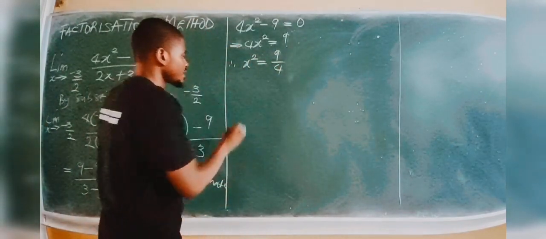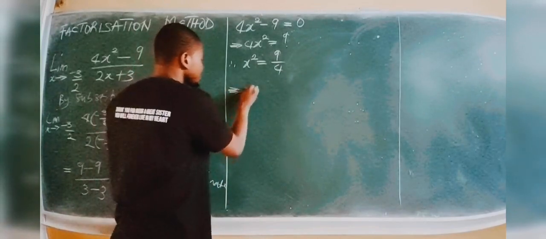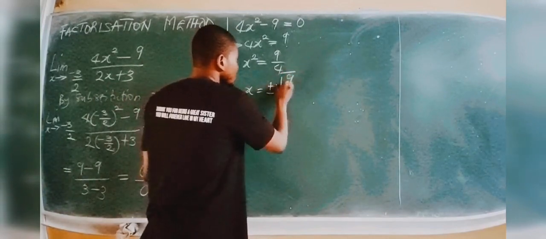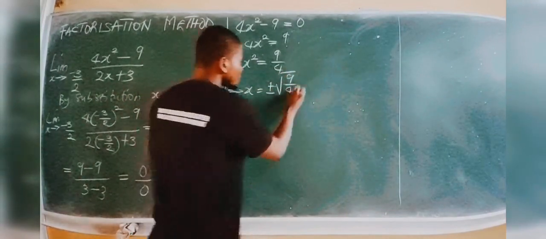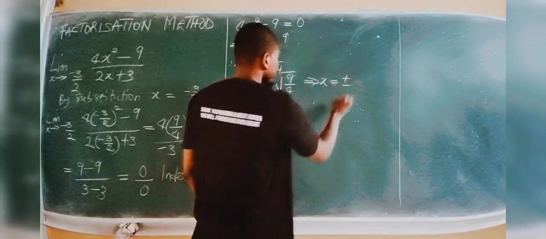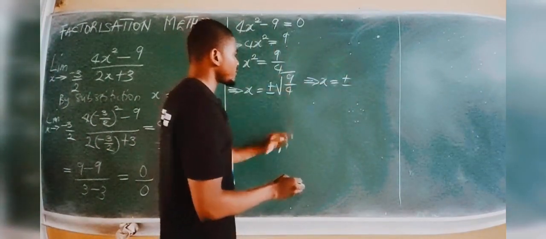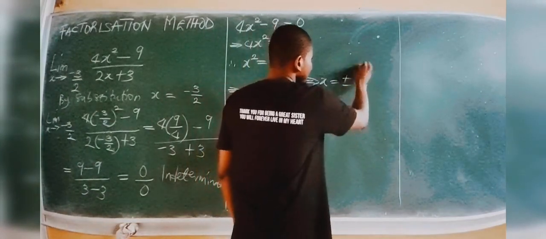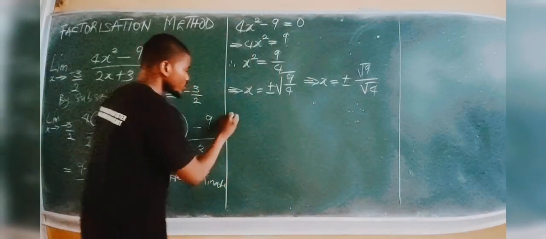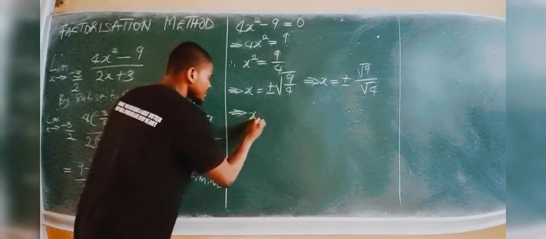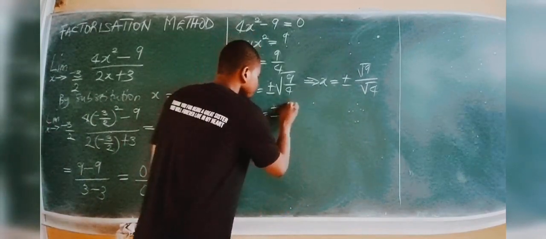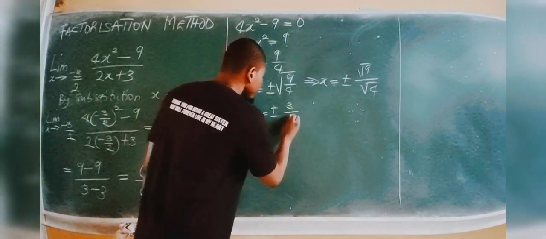In order to obtain x, it means that x itself is plus or minus the square root of 9 over 4. This implies that x is equal to plus or minus root 9 over 4, which is the same as saying root 9 all over root 4. So x now has a value of plus or minus root 9, which is obviously 3, all over root 4, which is obviously 2.